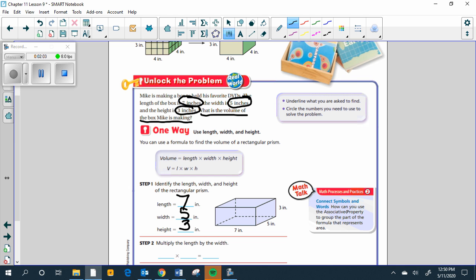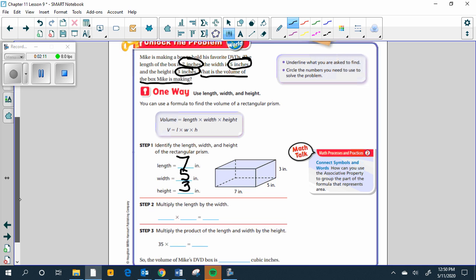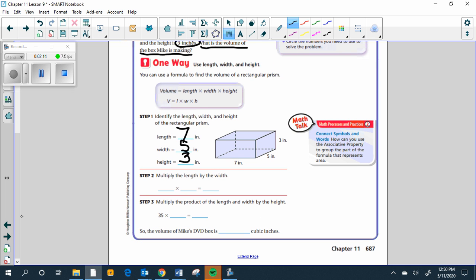Connect symbols and words. How can you use the associative property to group the part of the formula that represents area? Well, we know that area is length times width, right? So our length times width is 7 times 5, which would be 35. And then we're going to multiply the area of the base times the height. So the height is 3. 35 is the area of the base times 3.